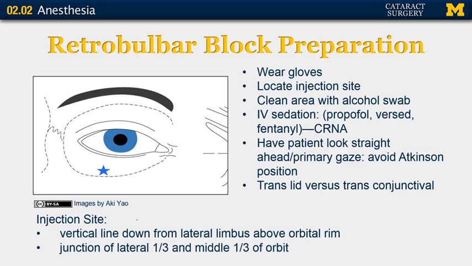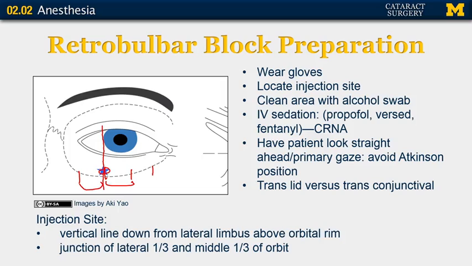To prepare for the block, you want to identify the injection site. One way to identify it is to divide the orbit into thirds, and it's the junction of the middle third and the lateral third. Another way to think about it is if you draw a vertical line down from the lateral limbus, and the point above the orbital rim is where you want to inject. Then you'd want to put on some gloves. After you locate your injection site, you can clean the area on the skin with an alcohol swab.